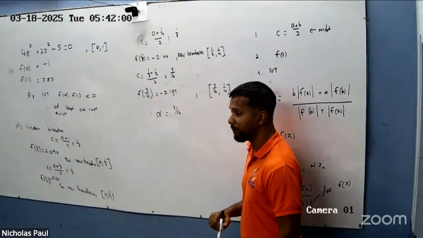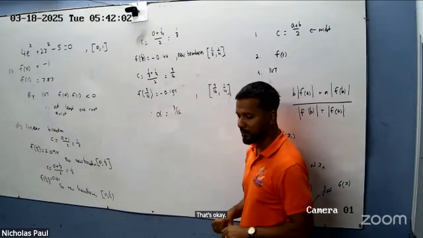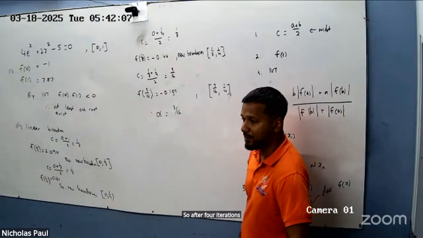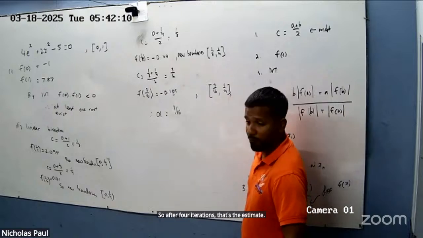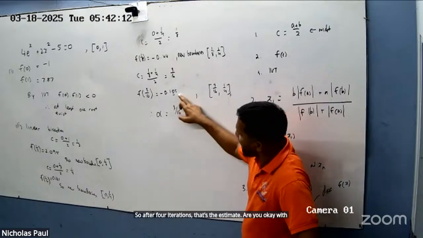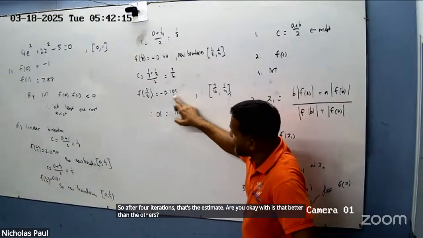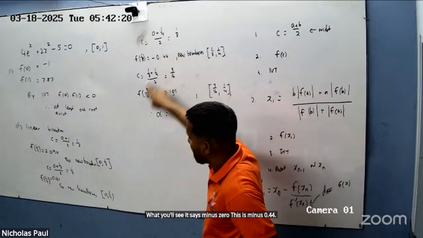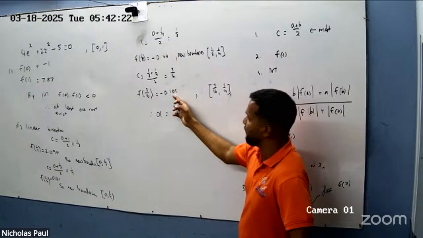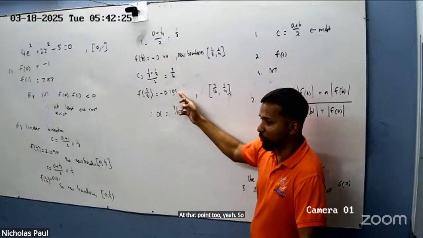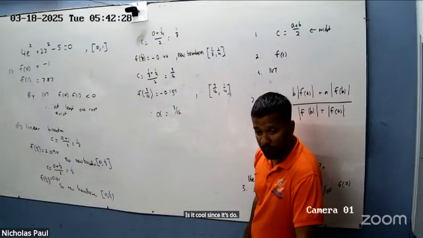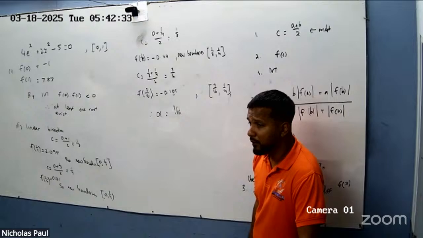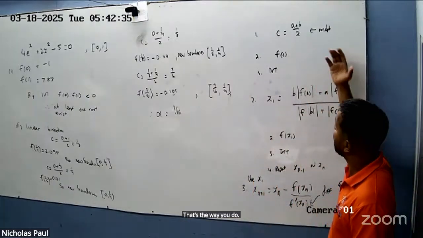That's okay? So after 4 iterations, that's the estimate. Everybody okay with that? Is that better than the others? Watch and see. This is minus 0.44, or that 0.2. So this is the best so far, this is closest to 0. Are you okay with that? That's the way you do technique 1.